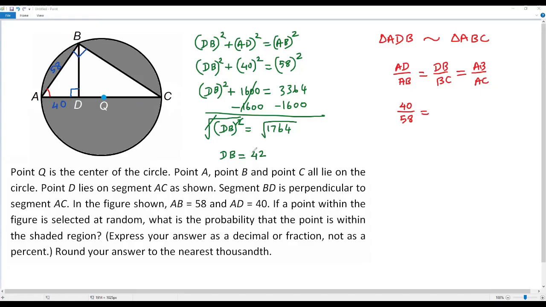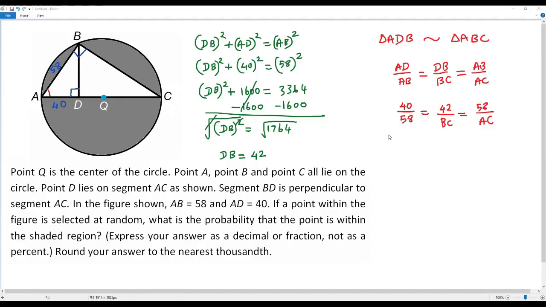Okay, now let me plug in this 42 for DB over here, 42 divided by, and for BC, I do not know the length, so I have to write BC as it is. And for AB, I have the length, that is 58. Let me plug in. And for AC, I do not know the length. I have to write AC as it is. Okay, now three ratios are equal. Since all the three ratios are equal, we can equate any two out of these three ratios.